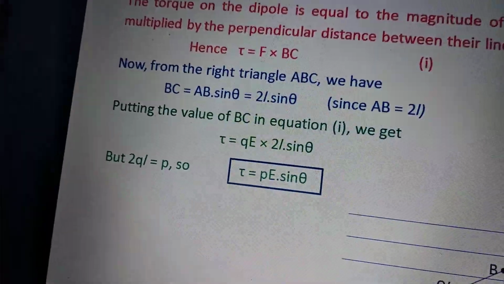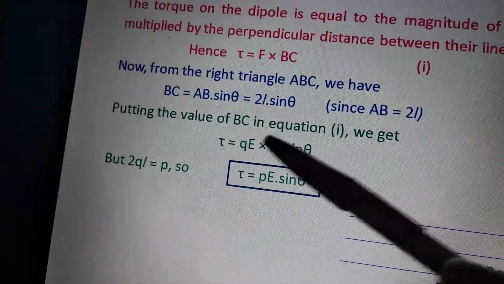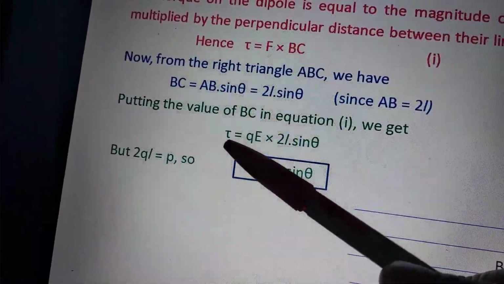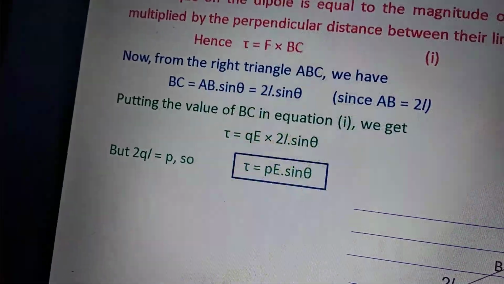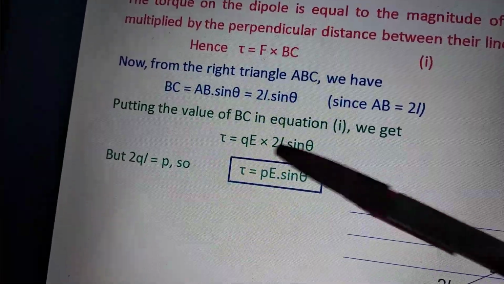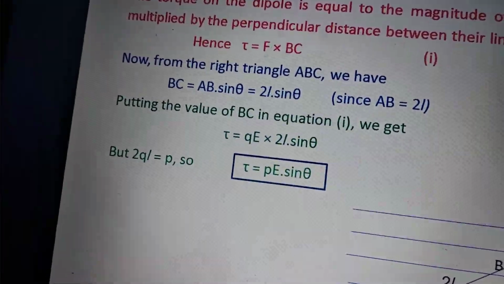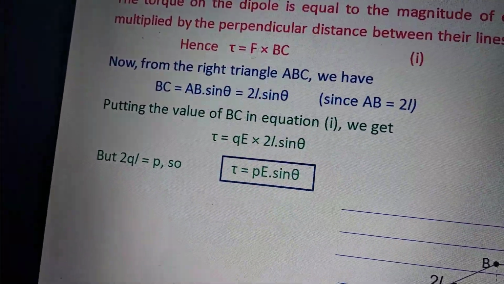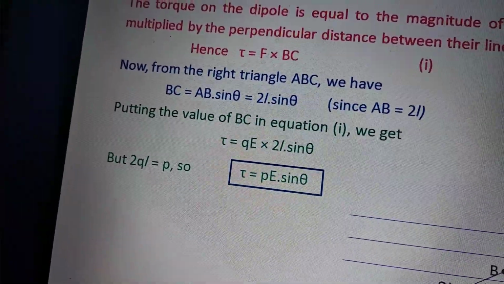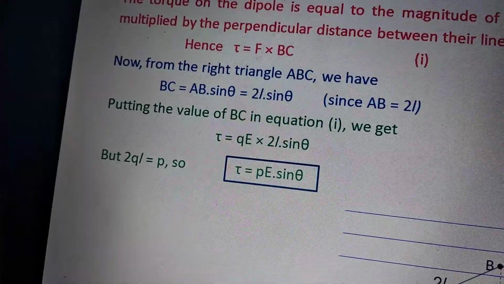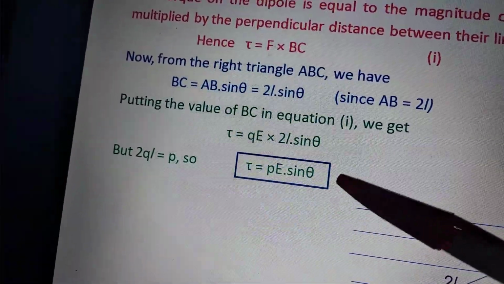Replacing F by Q into E and BC by 2L sine theta, the expression for the torque experienced by the dipole becomes tau equal to QE into 2L sine theta. But Q into 2L is known as the electric dipole moment of the given dipole and is represented by the letter P. Therefore, the expression for the torque experienced by the dipole becomes tau equal to PE into sine theta.